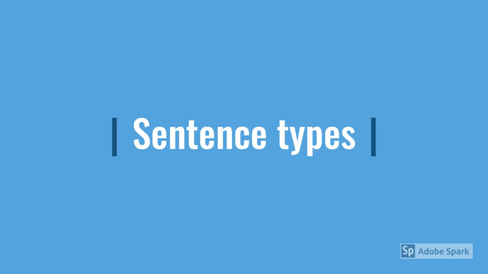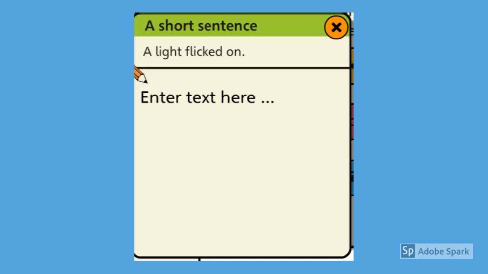Let's look at different sentence types. This is a short sentence. A light flicked on. It's sometimes used to create tension in the story. Can you write an example of a short sentence that you can use in your story?